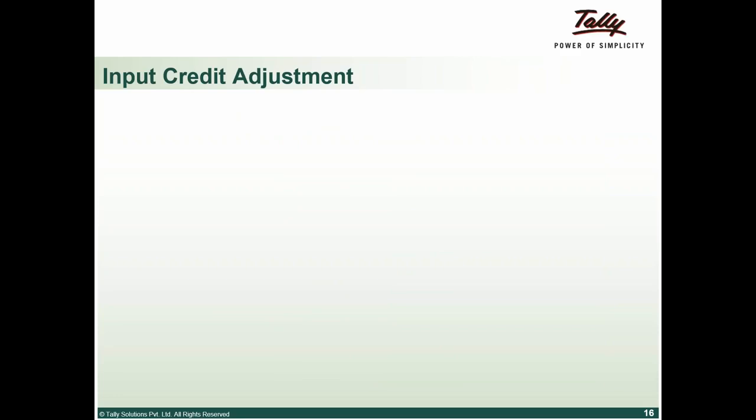Okay, the next question is the input tax credit. We were talking about CGST, SGST, and IGST, right? Supposing I have CGST, SGST, and IGST, in what order can I set off my input tax credit against my tax liability? All right.